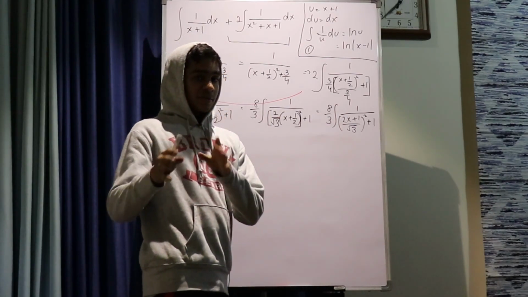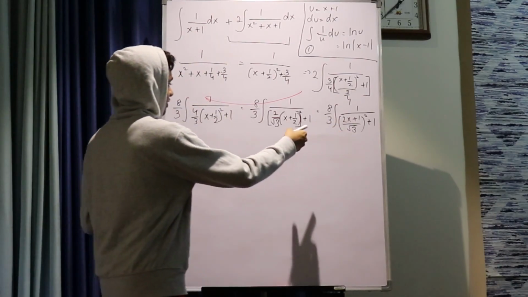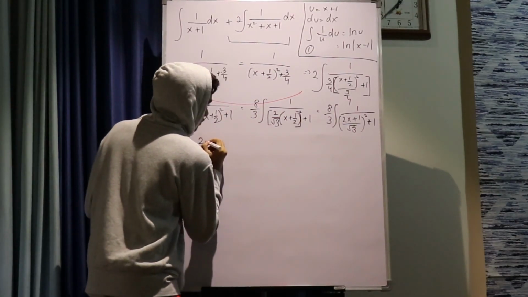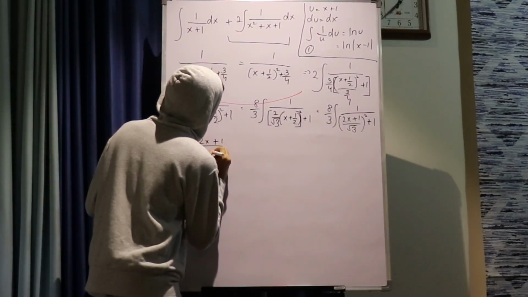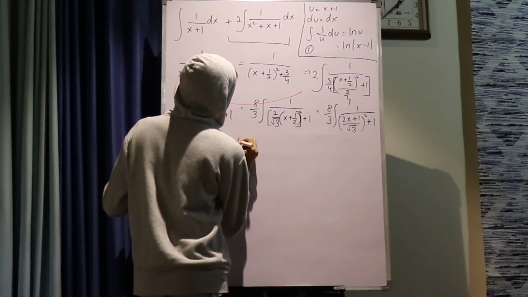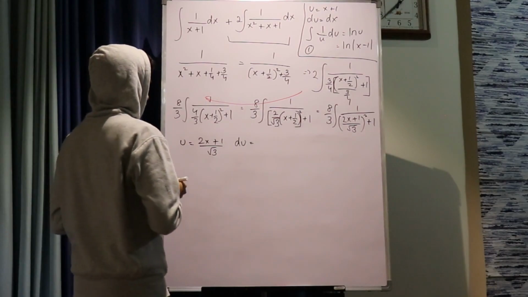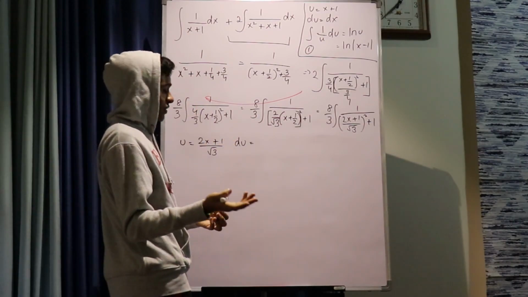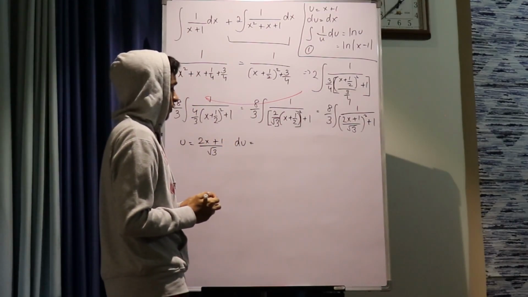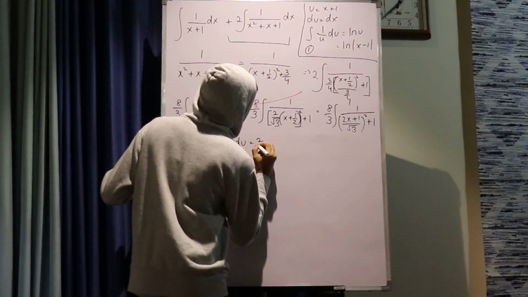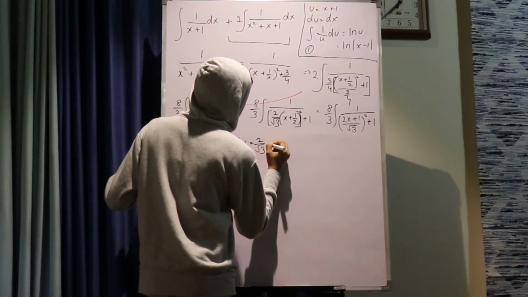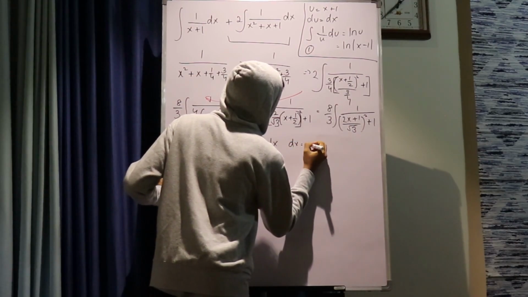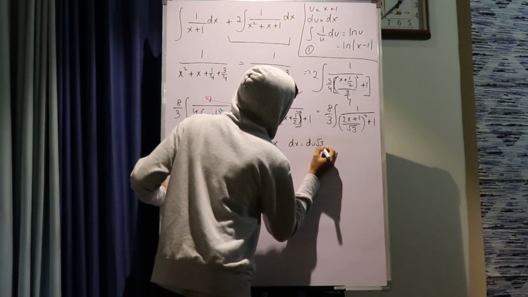So now we can use u-substitution, right? It makes it much easier. So let's substitute this as u. So u equals 2x plus 1 over root 3. So that means that du equals, we can separate both of these. So this 1 over root 3 is just a constant, and then the derivative of 2x over root 3 is just 2 over root 3. Right, so du equals 2 over root 3 times dx. Right? So that implies that dx equals du root 3 over 2.